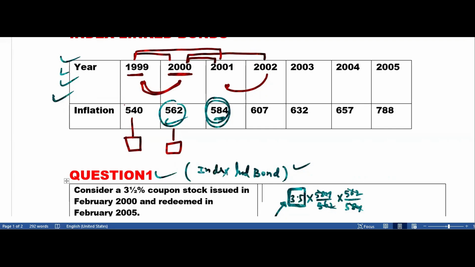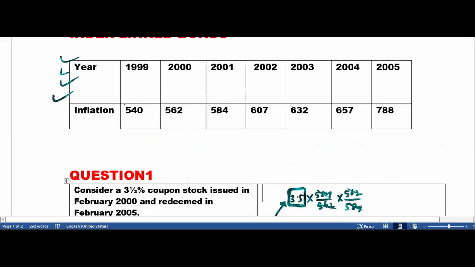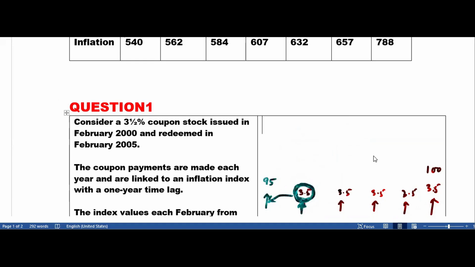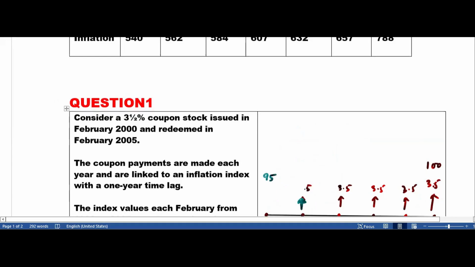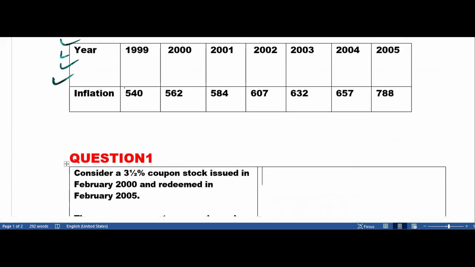And remember, the time lag concept comes only in index linked bonds. Only in index linked bonds you get more value. The company will give you more. Okay. So now don't take a lot of time to understand. Ultimately, even if you write a book on this, if you are not able to do it in the exam, it's worthless.